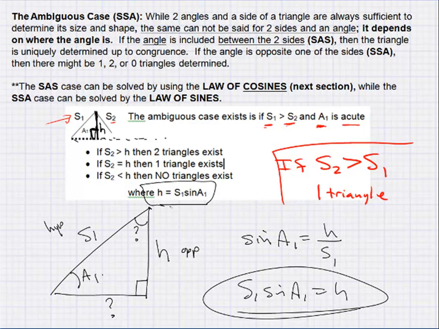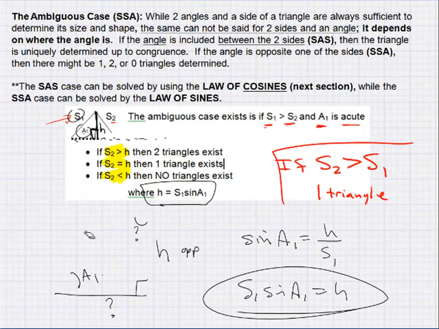Knowing that side 1 is the side that touches the angle given. Once I figure out what h is, I need to compare it to side 2. If h is smaller than side 2, I have 2 triangles. If h is equal to side 2, I have 1 triangle. And if h is bigger than side 2, no triangle would possibly exist with these measurements. And the idea kind of goes like this. Let me give you sort of the short version of it to get you through here.